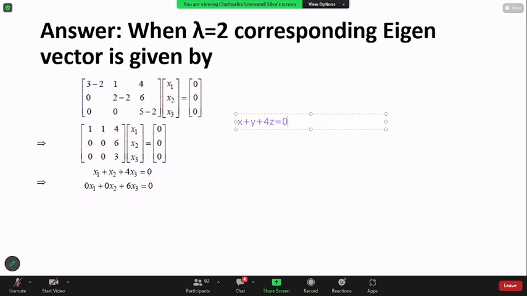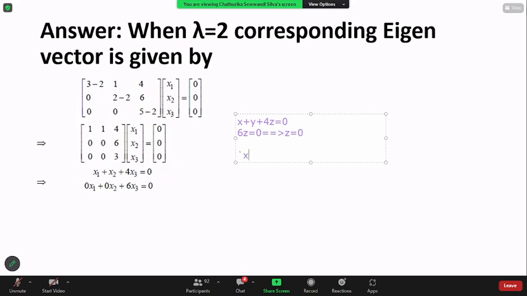Okay, this is the first equation. x1 is equal to x, x2 is equal to y, and x3 is equal to z. That is how my notation goes, right? Then the second equation says 6z equals 0. From this I take z equals 0. So in the second equation I conclude z equals 0. Then I substitute this z equals 0 in the first equation. So I'm going to substitute z equals 0 in the first equation.